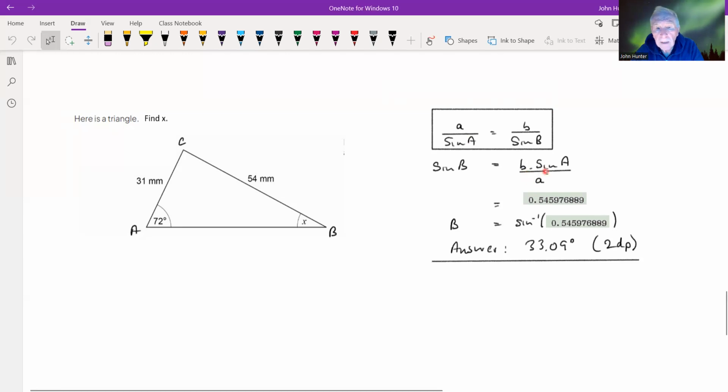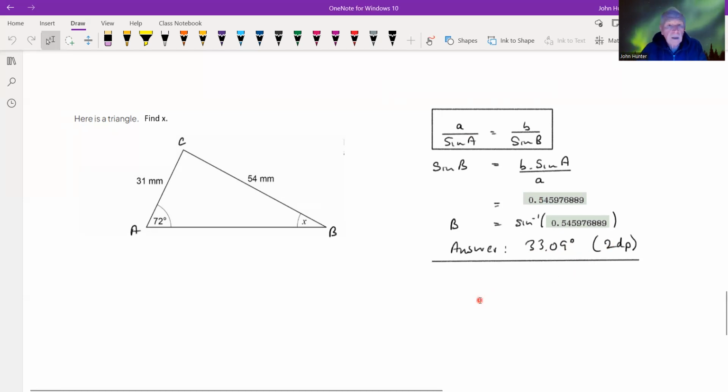And so if we just plug in B and the sine of A, which is 72, of course, divided by 54, well, that's 31 times sine 72 divided by 54. It gives us this value. Now, this is the ratio. This is the sine of angle B. So we want the inverse sine of this ratio to give us an angle. So B therefore is sine minus 1 on our calculator of this value, and that's going to give us 33.09 degrees to 2 decimal places.